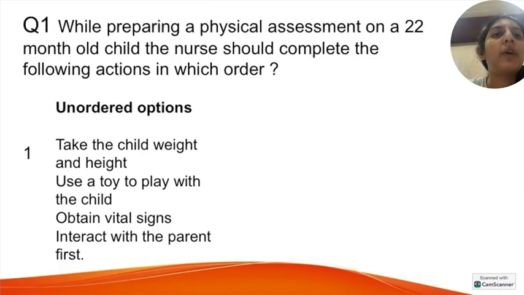Next example, while preparing a physical assessment on a 22-month-old child, the nurse should complete the following actions in which order. Firstly, the nurse interacts with the parents first. Then use a toy to play with the child. Then take the child's weight and height. And the last step is to obtain vital signs. So you can see we are building rapport first and slowly progressing into the most invasive procedures.